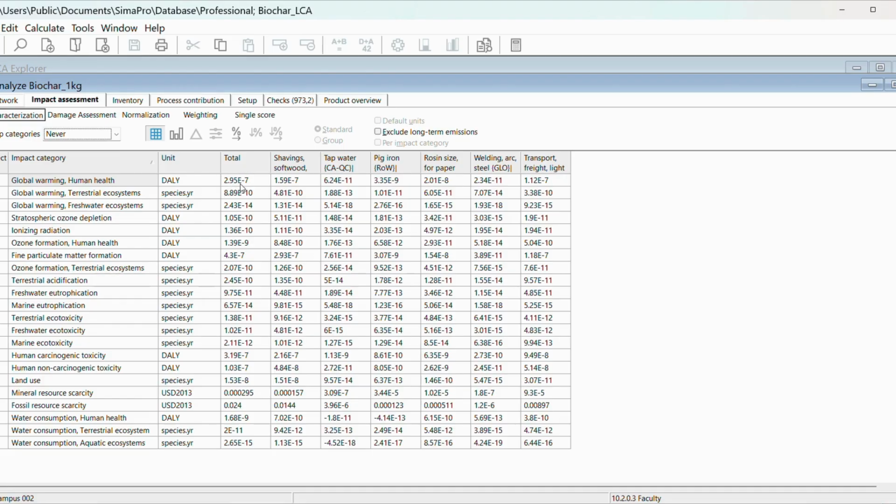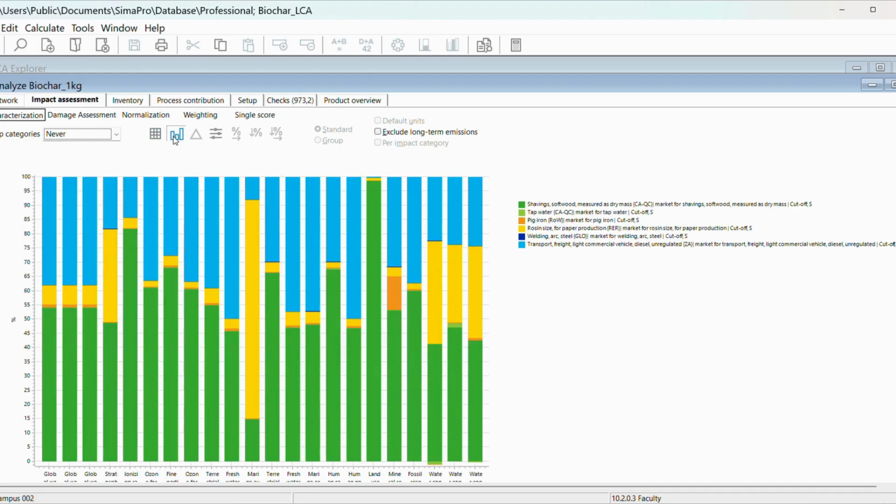Out of this, softwood contributes this much, that is 1.59 into 10 to the power minus 7. Tap water contributes this much, pig iron contributes this much, and so on. Similarly, you can analyze other environmental impact categories too. To visualize it, let's click here. This will provide us a much clearer picture than the tabular form.